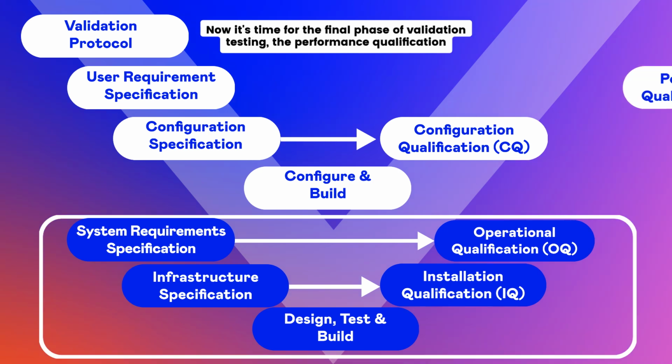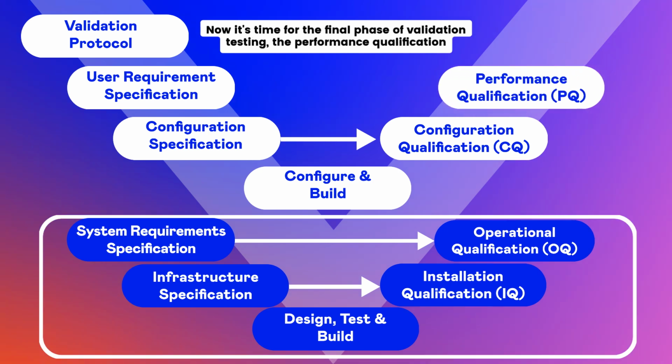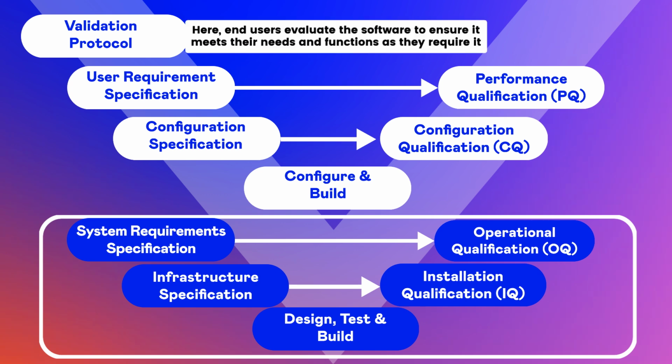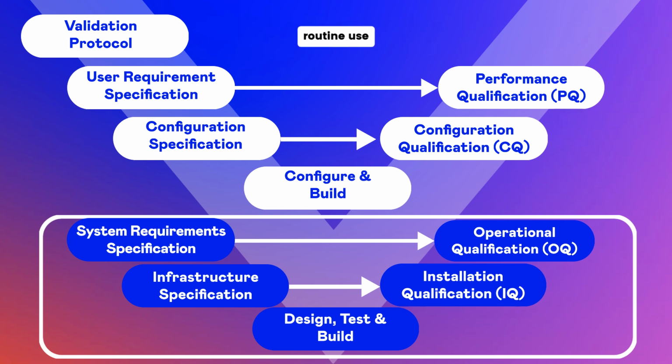Now it's time for the final phase of validation testing, the performance qualification, or PQ, sometimes referred to as user acceptance testing, or UAT. Here, end users evaluate the software to ensure it meets their needs and functions as they require it to. This step demonstrates compliance with user requirements before releasing it for general routine use.